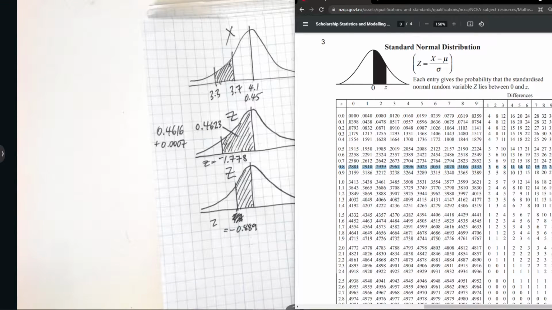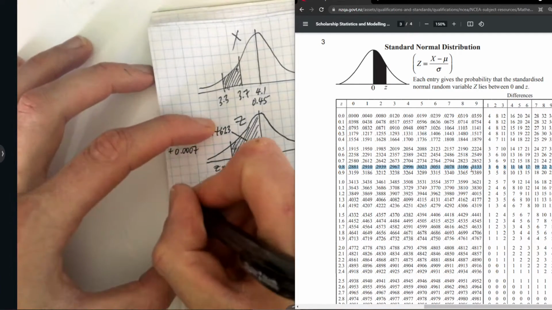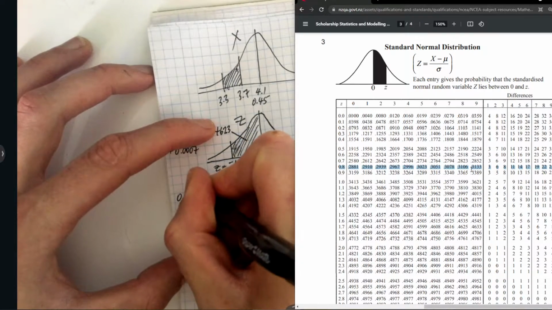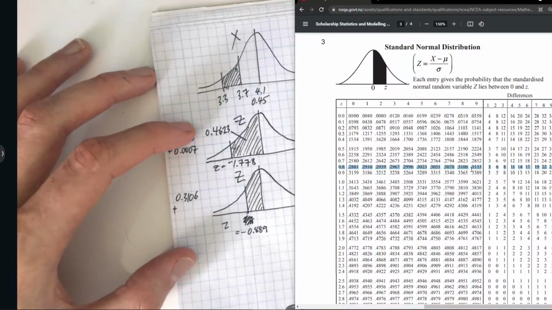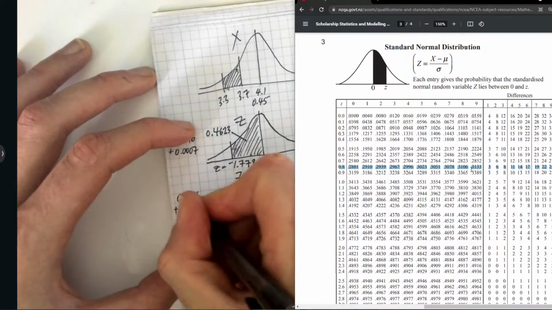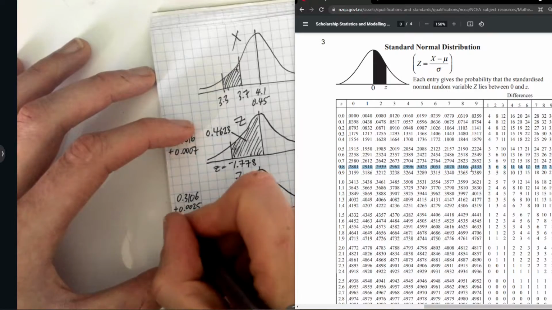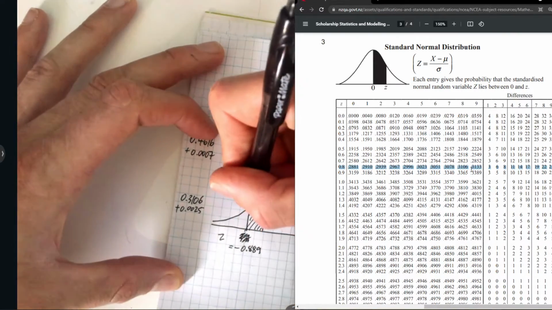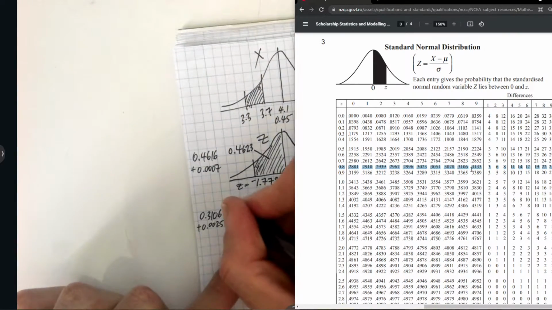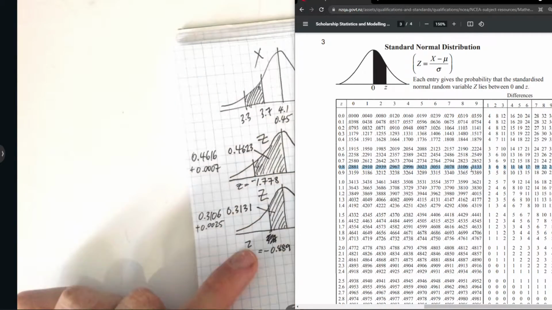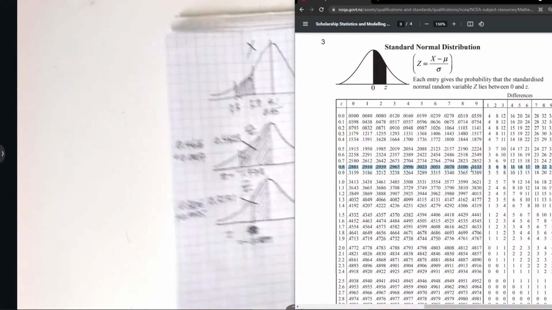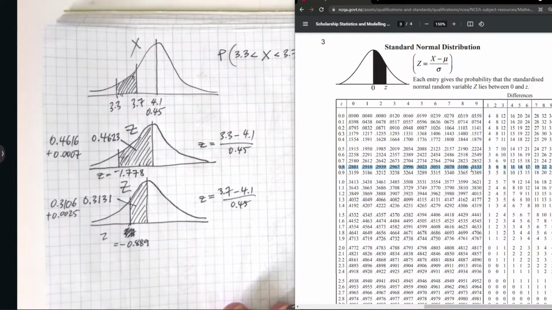I'm going to highlight that. 0.889, 0.88, is 0.3106. Add on our difference of that 9 at the end, so that's 0.0025, and then that will give us this area. So it's going to be 0.3131. Okay, now here comes the explanation.